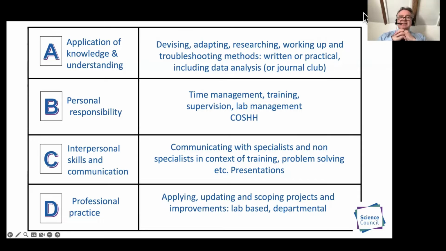But the 4 competencies mentioned here are the application of knowledge and understanding. This is really talking shop. This is about, if you're a bioinformatician, how you actually analyze your data. If you are a project scientist and you perform wet-based lab science, it's how you actually go about doing that, how you troubleshoot the experiments, how you follow the SOP.